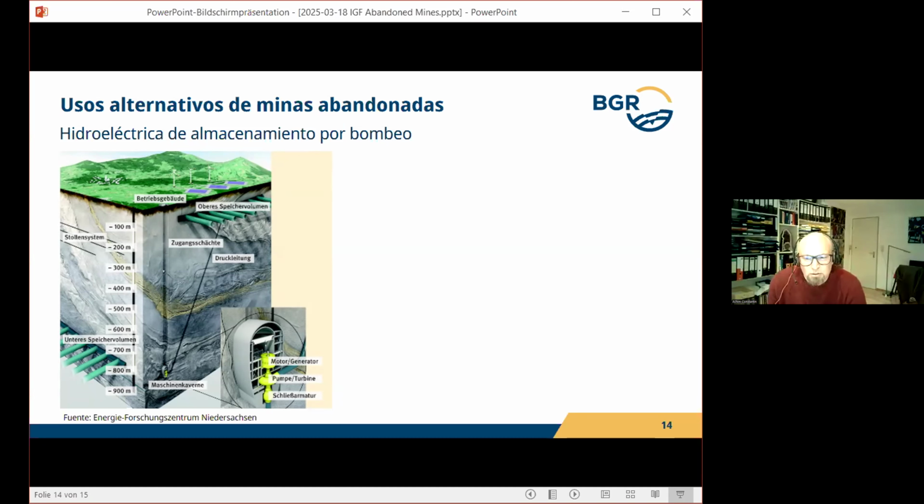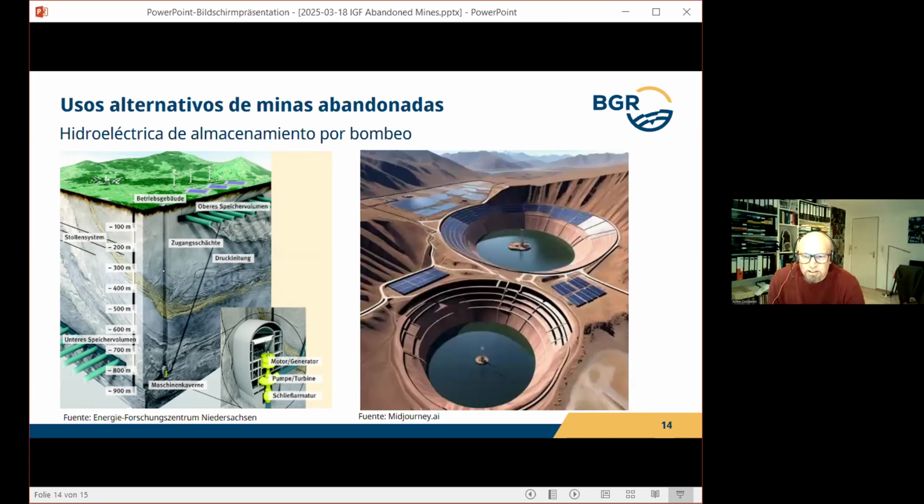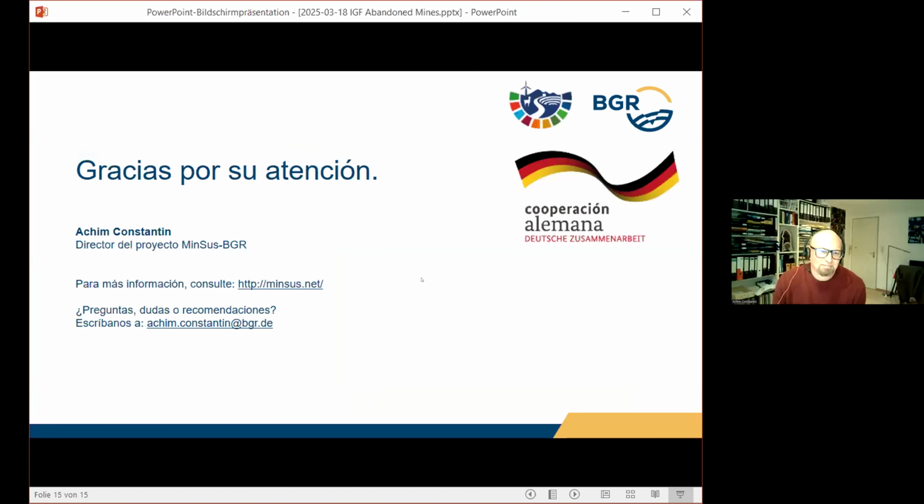I used the Medtronic AI platform, and I asked it to generate an image of how we would do it with a copper mine in Chile. And this is the result. Of course, you can improve this, but this is done with a futuristic point of view.